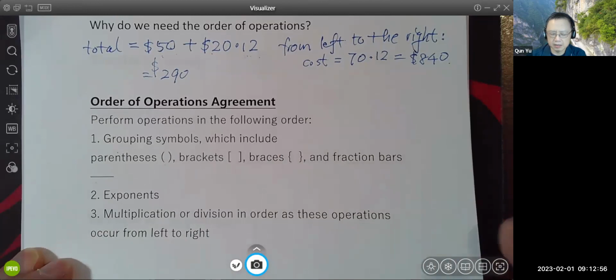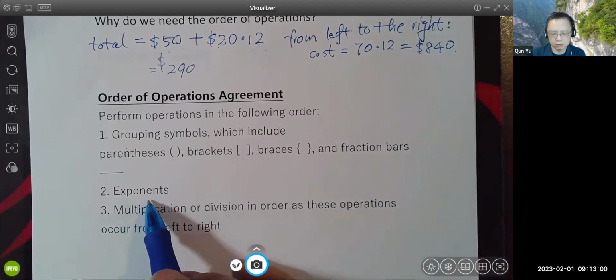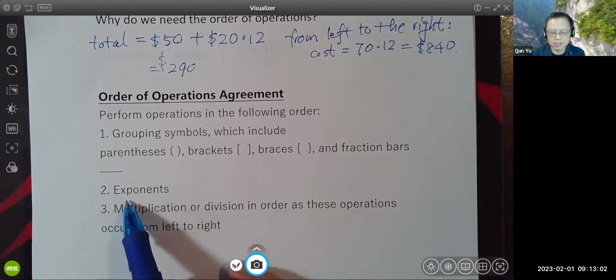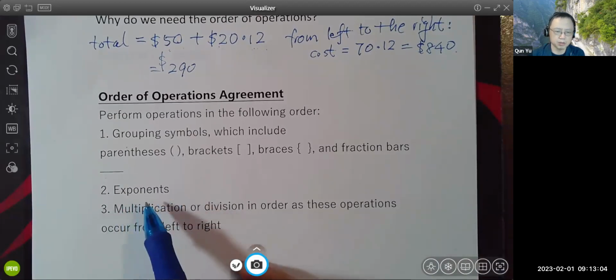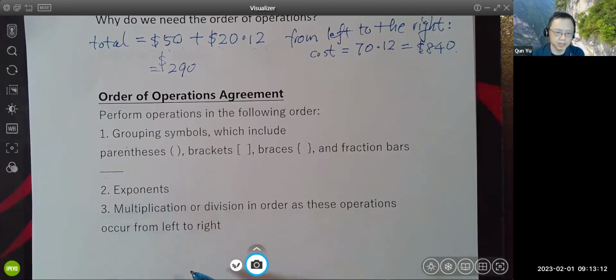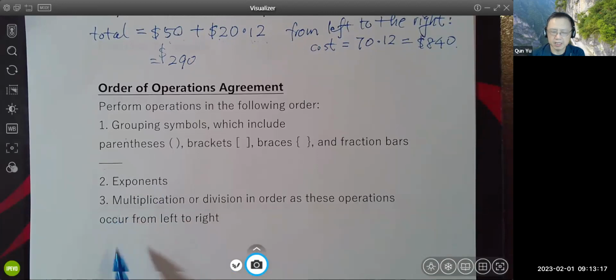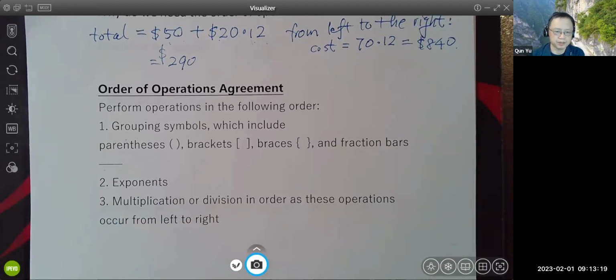And the second level of priority when you do the operations is exponential operation. They call it exponent. Example, you have a square, like 3 squared. That square is an exponential operation. The second level.